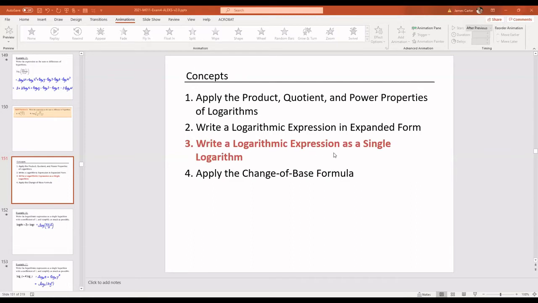It's time to begin. Today we're going to begin where we left off yesterday: writing logarithmic expressions as single logarithms.